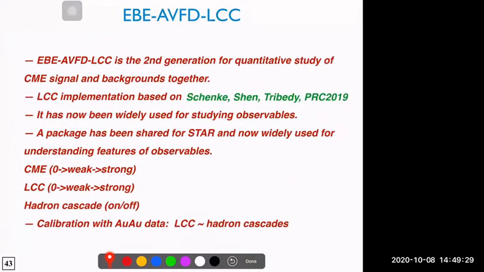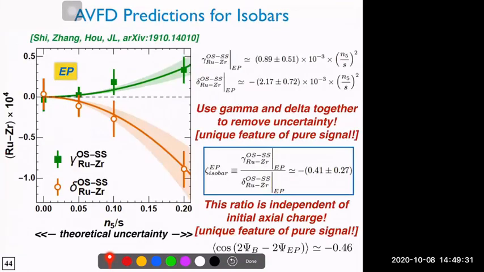So I'm going to skip this. I just want to show you the really important last two slides. That's the prediction for isobars. Here I'm showing you the prediction for the so-called gamma and delta correlators with respect to the event plane. That depends on the initial axial charge. The initial axial charge is the real theoretical uncertainty here. We don't know how much axial charge we have at the beginning.